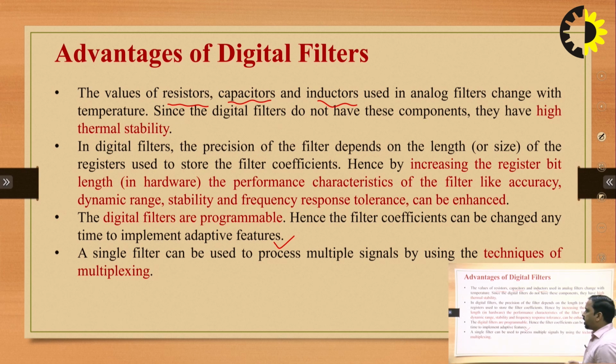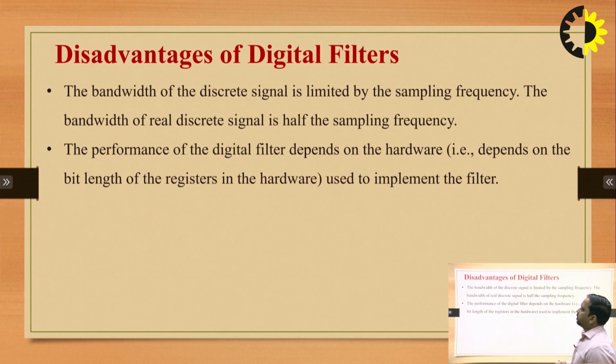A single filter can be used to process multiple signals by use of multiplexing techniques. In digital filters, with digital signals, we have multiplexing techniques, so we can utilize those techniques to process multiple signals at the same time. But this type of multiplexing flexibility is not there in the case of analog filters. So that is also a main advantage of digital filters.